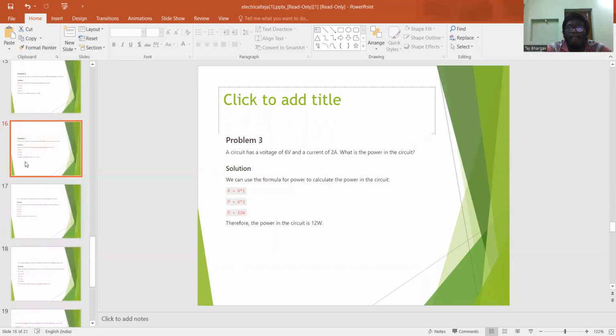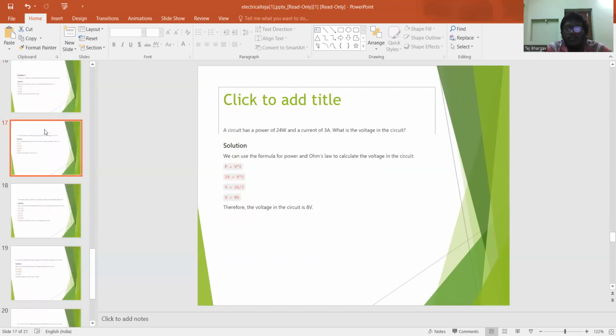Next, problem 3. A circuit has a voltage of 6 volt and current 2 ampere. What is the power? Here comes the basic formula of power. Power is equal to V into I, P is equal to VI. V is given as 6 volts and current is given as 2, so P is equal to 12 watts. You need to know that the unit of power is watts. So our answer is the power flowing in the circuit is 12 watts.